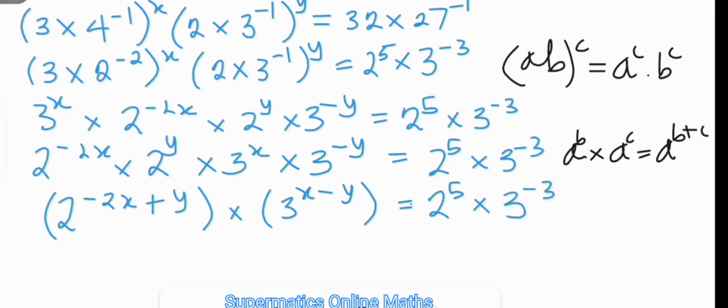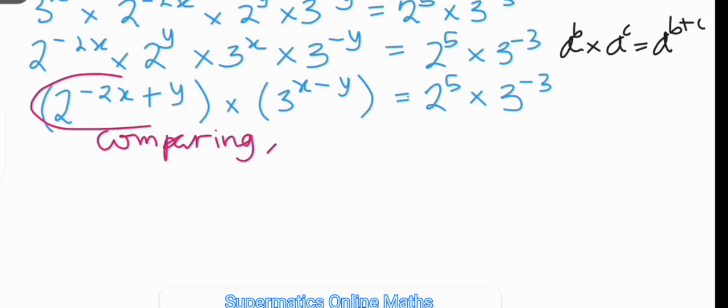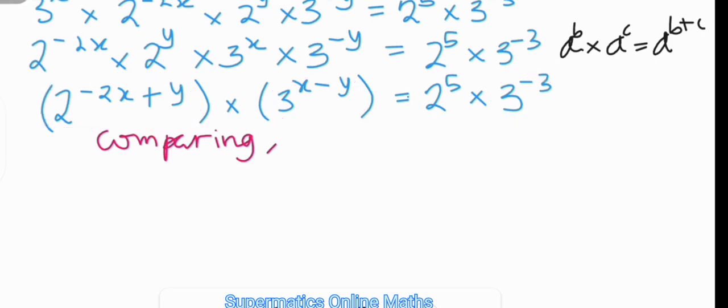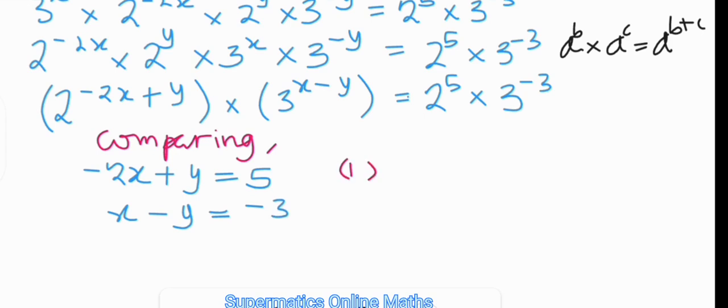Now that this has been sorted, what we do next is to compare the bases on the left to those on the right. When we do, we've got 2 to the power of (negative 2x plus y) and 2 to the power of 5, so we're going to equate their exponents. Likewise, 3 to the power of (x minus y) and 3 to the power of negative 3, we equate their exponents as well. Which means that we've got negative 2x plus y equal to 5, and x minus y equal to negative 3. So we call them equations 1 and 2.